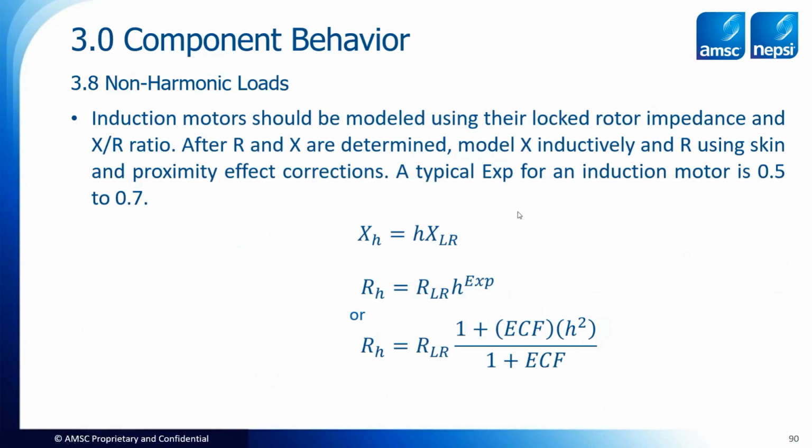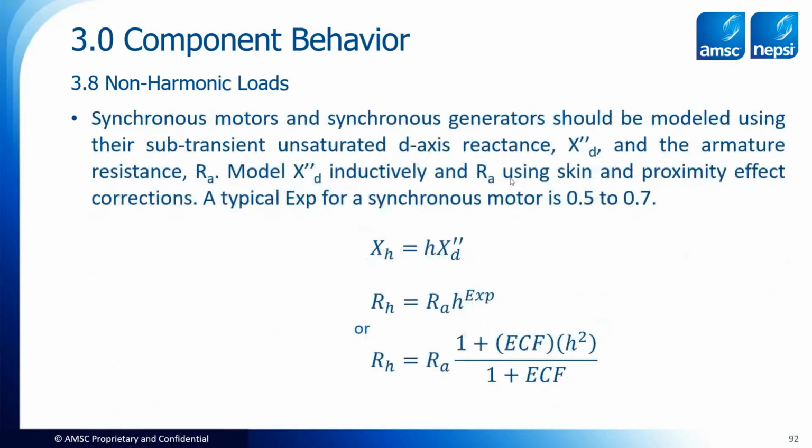For a synchronous motor or a synchronous generator, it's very similar, except utilize the value X''d, which is the subtransient unsaturated d-axis reactance. And then the resistive part is the armature resistance, R sub A. Both of these you can pull from a motor or generator datasheet. Model X''d inductively and R sub A using skin and proximity effect. And again, the typical values are between 0.5 and 0.7 for EXP.